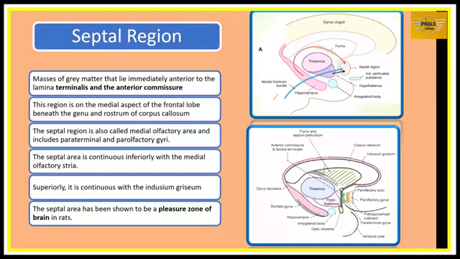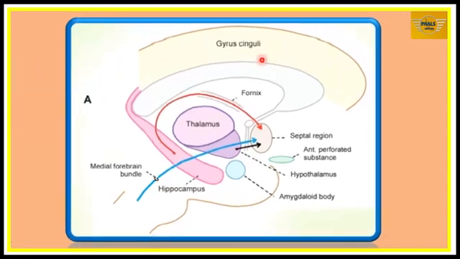Let's identify these features from our pictures. Now, in the sagittal section, we are looking at the medial part. This is the corpus callosum, and here is the rostrum, and we have the anterior commissure here, where my light is, and below the anterior commissure, we have the lamina terminalis. So the region called the septal region is on the medial aspect of the frontal lobe, beneath the genu and the rostrum of the corpus callosum. So that's the genu and that's the rostrum. This septal area here is below both the genu and the rostrum of the corpus callosum.